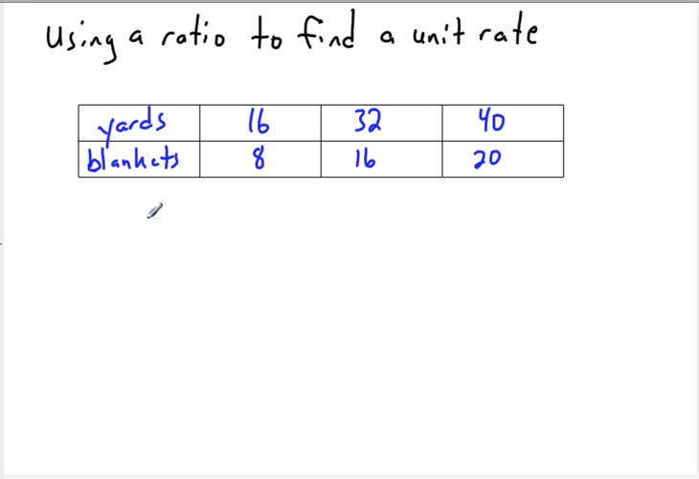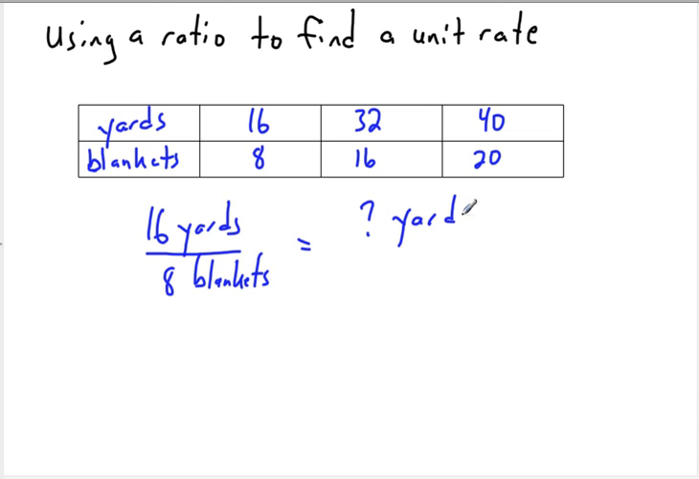Well, if it's 16 yards for 8 blankets, and the unit rate means how many yards for one blanket, what we can do to figure that out is just divide the top and bottom by 8. Because to turn 8 into a 1, we divide by 8. So 16 divided by 8 is 2. So 2 yards per blanket is the unit rate.